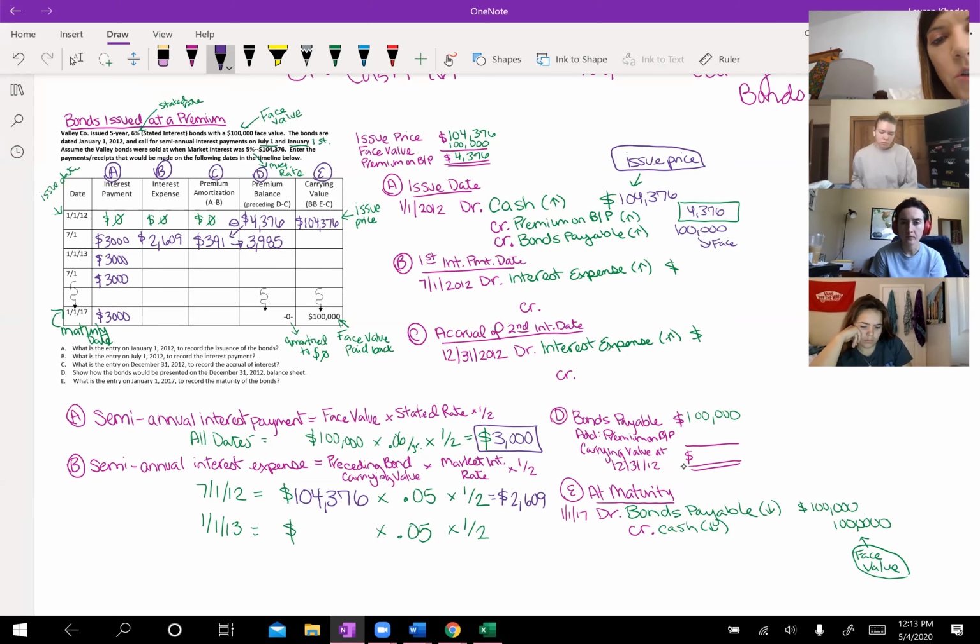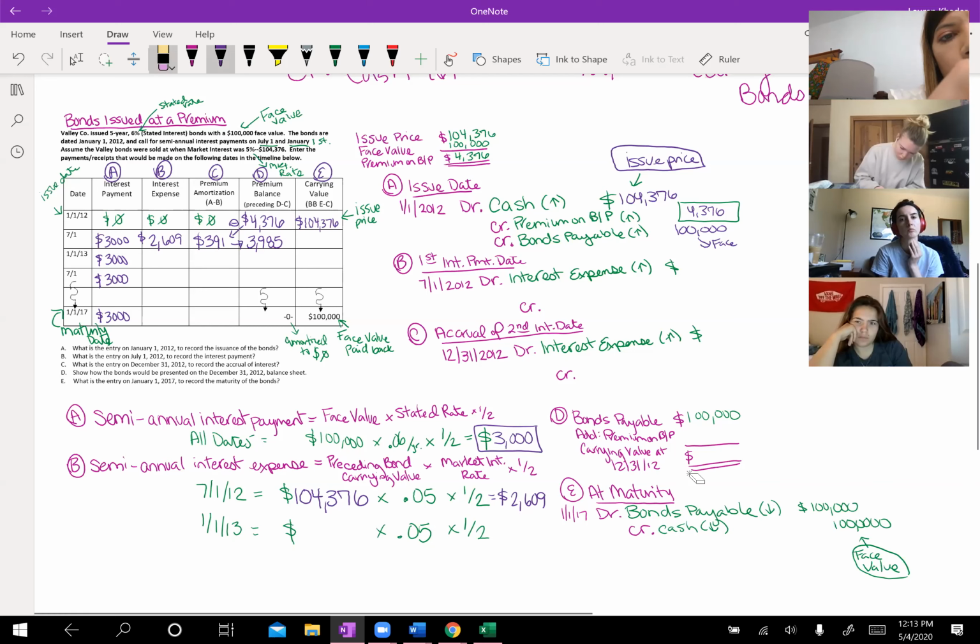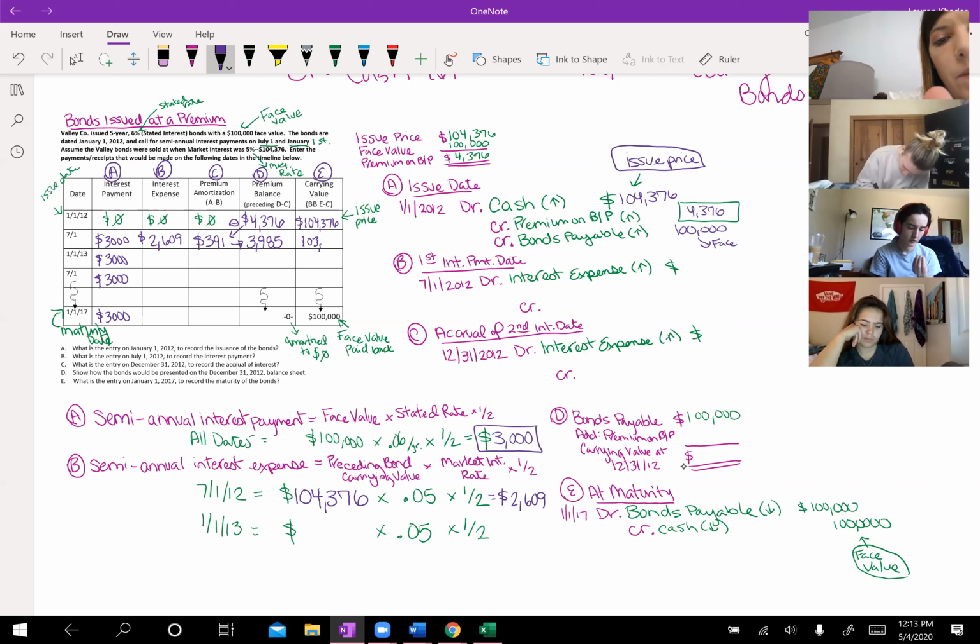And what happens to my carrying value? It's going to decrease too, to 103,985. And we're not going to include that little calculation there because that's not right. So now it's going to be 103,985.